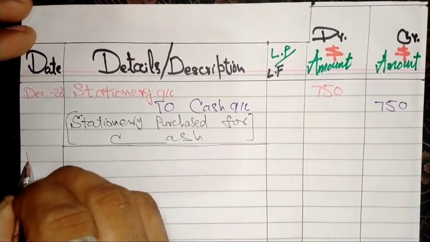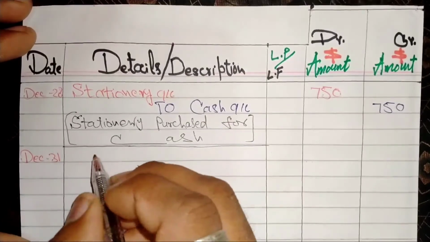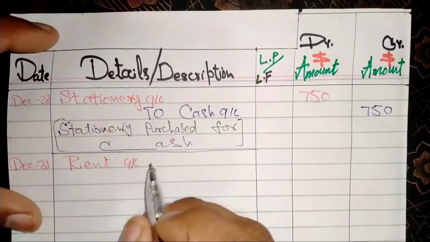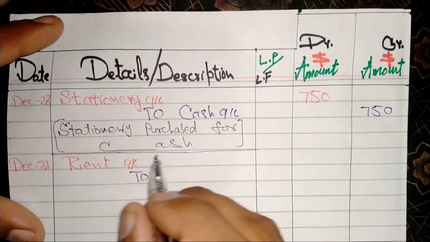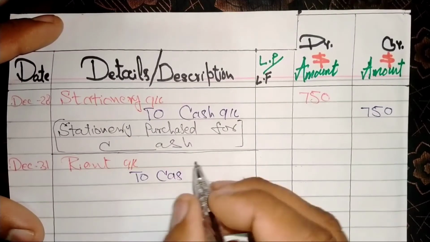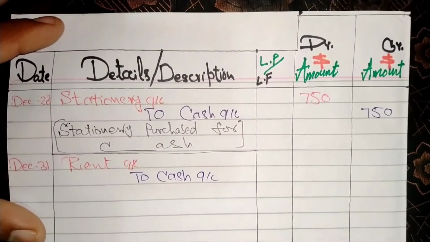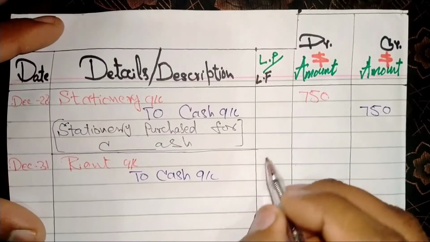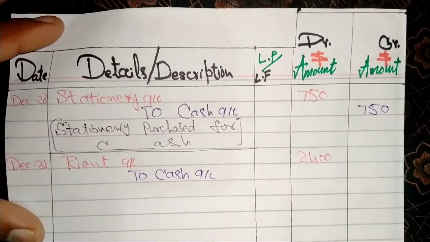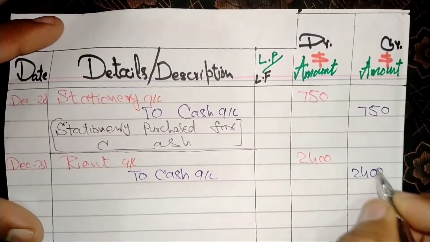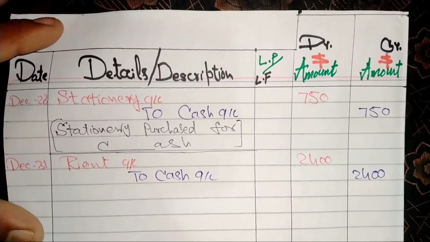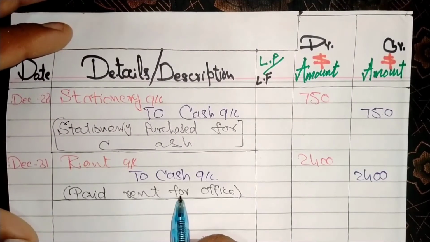Next transaction is on date December 31st, which is paid office rent amounted $2,400. On date December 31st, rent account debit to cash account credit against payment of office rent, okay, with amount $2,400 and same amount $2,400 with description, paid rent for office by the business, okay.